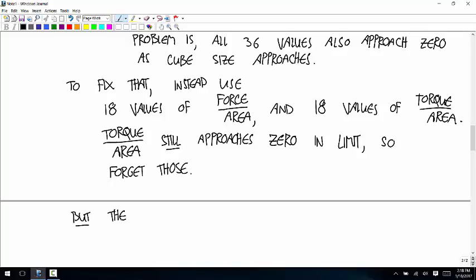Because remember, the couple is the force times a moment arm distance between the two forces. The couple is two equal and opposite forces at a distance, and that distance comes into the calculation. So even if the forces are finite, if you're shrinking the distance between the two forces, it goes to 0. But yeah, force per area approaches finite values.